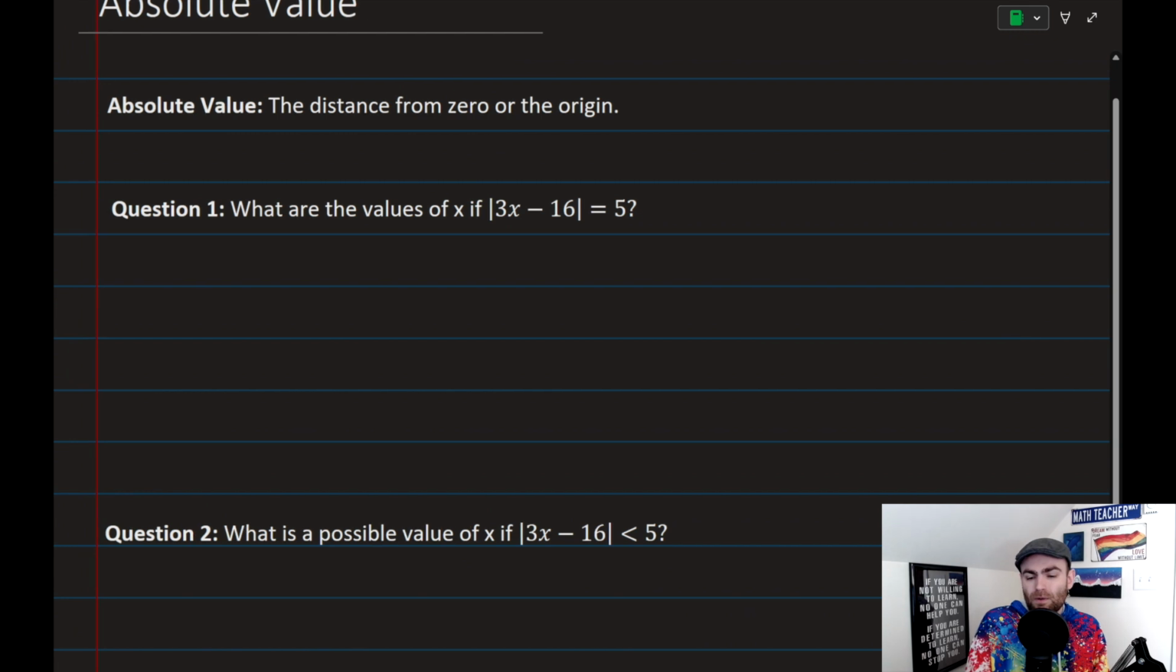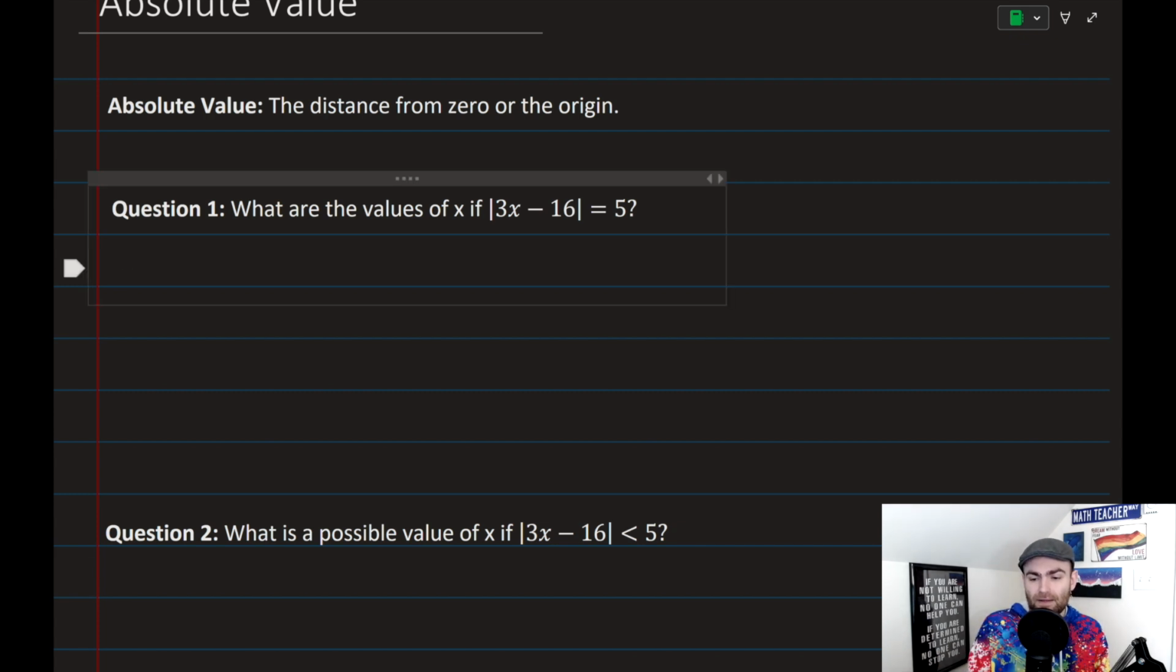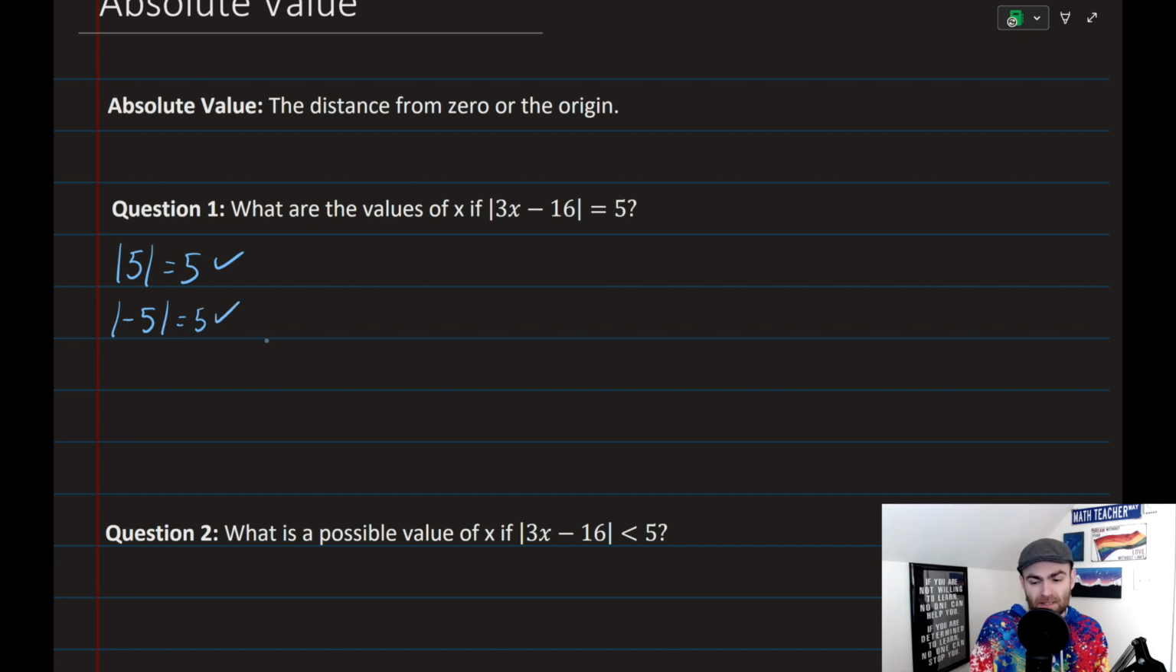So question 1, what are the possible values of x if the absolute value of 3x minus 16 is equal to 5? So we're saying what values of x cause us to have a distance away from the origin of 5? Well, there are two things that would have that. We could have 5 on the inside, and that would be a true statement. Or we could have negative 5 on the inside, and that would be a true statement.